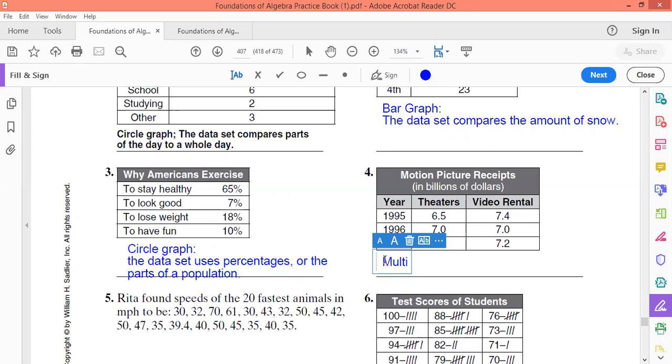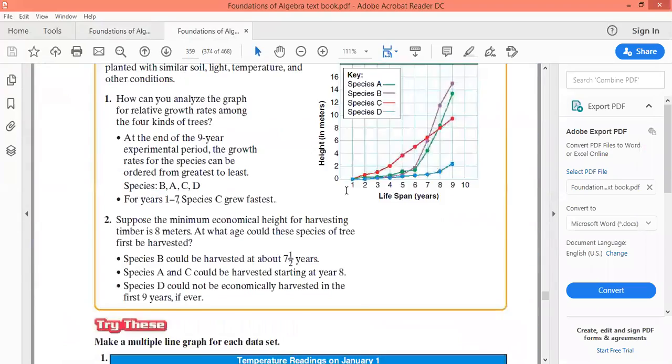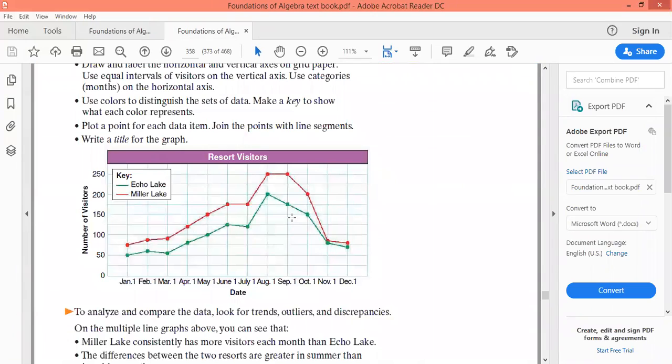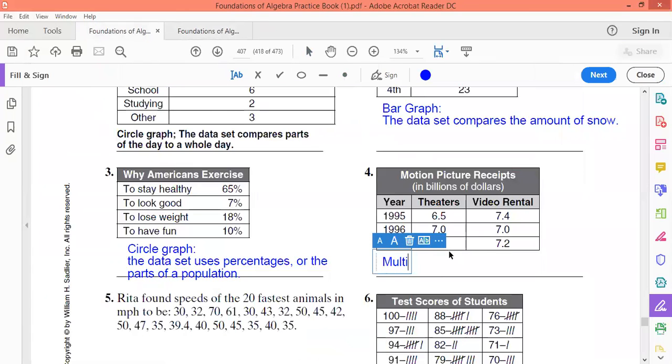Why? Because, if you remember multiple line, I will just show you. If you remember, we had studied one graph with different types of lines, multiple lines. So right here, multiple lines or multiple line graph.